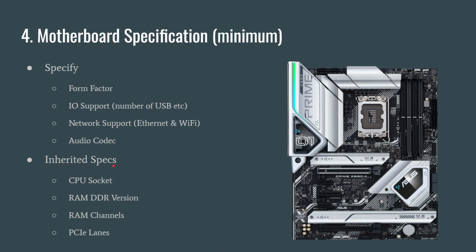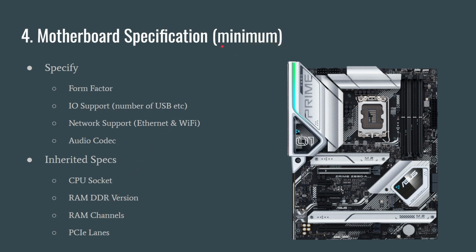the inherited specs. So you're going to inherit what type of CPU socket you're going to need for your motherboard, because you already selected your CPU. You're going to inherit the RAM DDR version because you already specified the RAM DDR version from the RAM specification. So that's important also for what type of motherboard you can get. Same with RAM channels, and same with PCIe lanes, because we already selected our GPU and we already specified our storage. So those two will contribute to the number of PCIe lanes. So you want to write down how many PCIe lanes you need at a minimum, right?